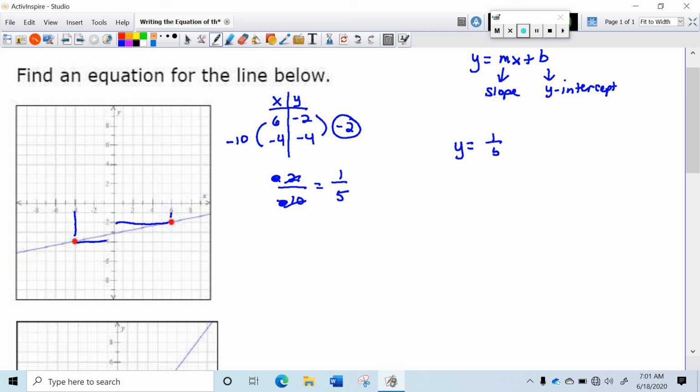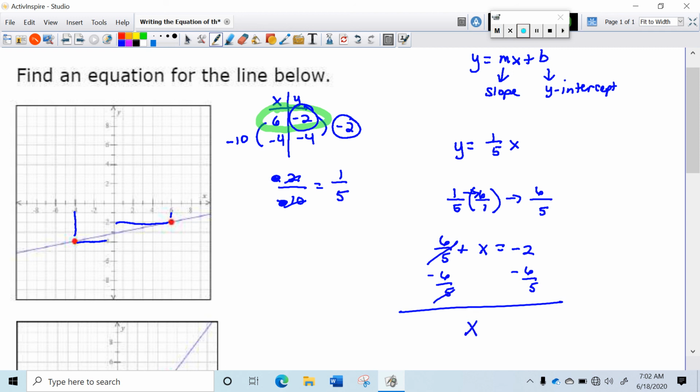Y equals 1/5 x. Now you take one of these points. It doesn't matter which one you choose; I usually choose the first one. You multiply your slope times the x value. I made it a fraction because my slope was a fraction, so you just put 1 under it. 1 times 6 is 6, 5 times 1 is 5. So 6/5 plus something equals the y value, -2. So I'm going to subtract 6/5 from both sides.